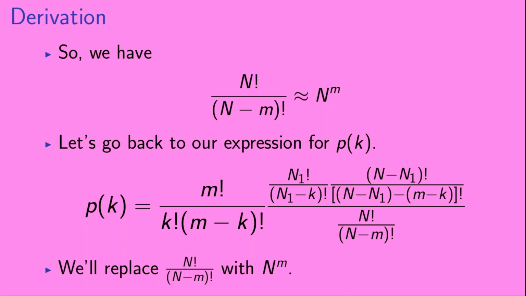Let's go back to our expression for p of k. So we have p of k equals m factorial over k factorial times m minus k factorial, times a big expression. What we've just been looking at is the denominator of that big expression, so n factorial over n minus m factorial. We can now replace that denominator with n to the m.